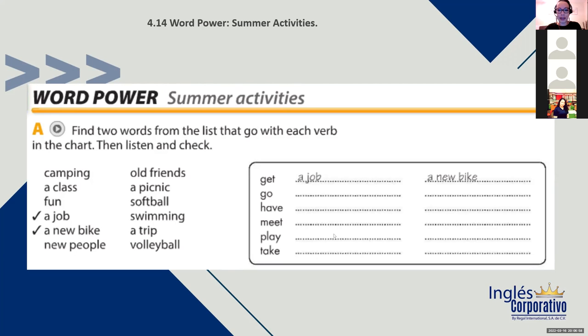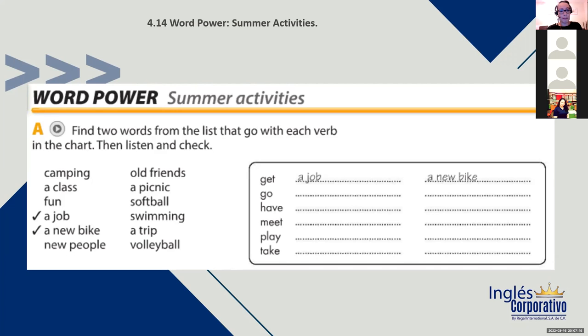Okay, that might be for the first line, and then you can find some other activities here that go with the same verbs. For example, we can also say get a new bike, right? Any other that go with this one? Camping. Camping as well, go camping. With have, besides fun, because you say have fun, right? It's divertirse, have fun. Another? A picnic. Have a picnic, okay. Now, with meet, we said new people. What else? Old friends as well.